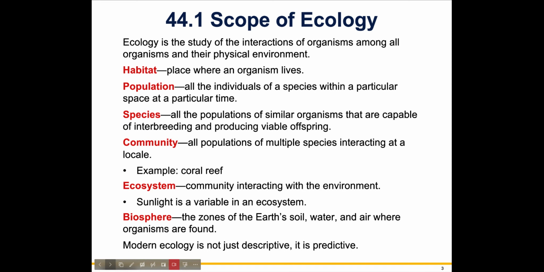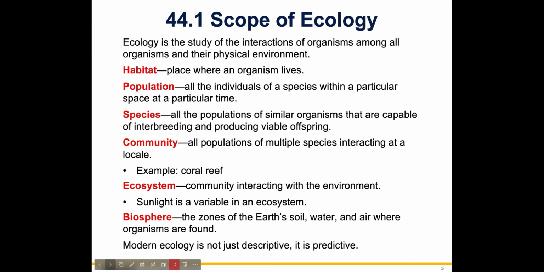Then we have in this class briefly talked about biomes, things like tropical rainforests and tundras. But now we're even getting larger than that to encompass a biosphere, which is all the zones on Earth, the soil, the water, and the air where living things are found.